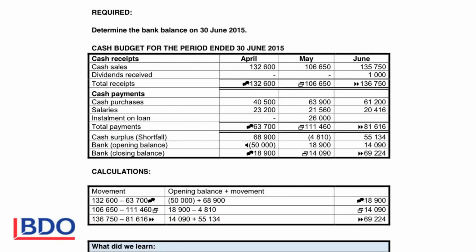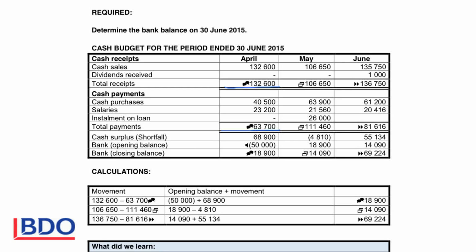Good morning. We will pay attention to the calculation of the bank balance according to the budget. If we look at this cash budget, we can see that in April, the total receipts were 132,600. The total payments were 63,700. Therefore, we received more money and put more money into the bank than we took out of the bank.